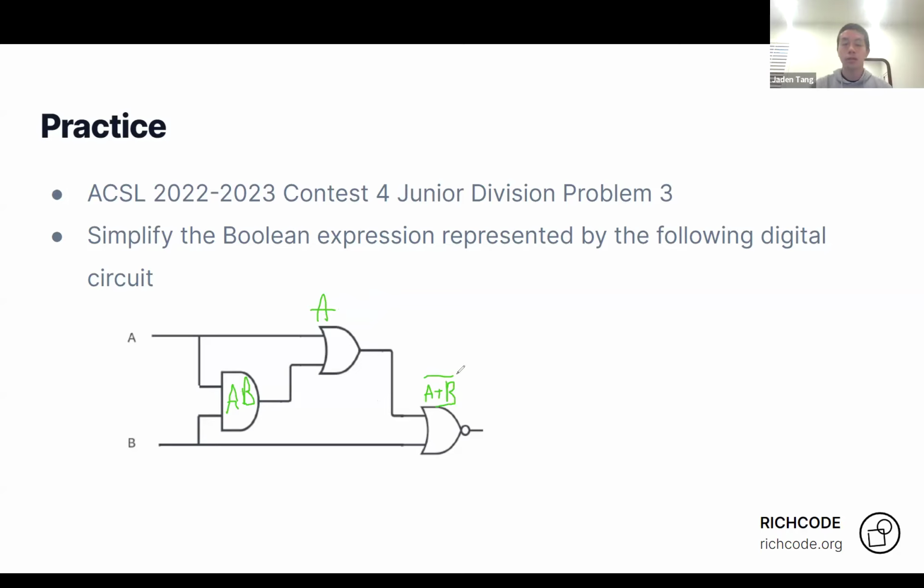And some of the answers I saw were just this, but we can still simplify this further. Using De Morgan's law, this is just not A and not B. And that's just their answer, not A and not B.